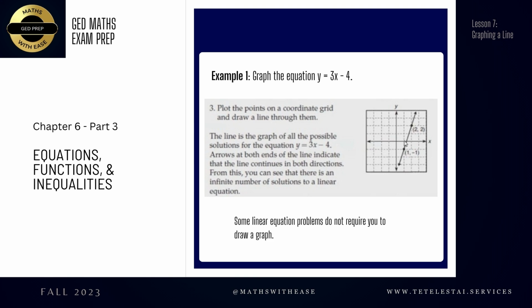Okay. This line is the graph of all the possible solutions for the equation y equals 3x minus 4. The arrows on the ends of the line indicate that the line continues in both directions into infinity. From this, you can see that there is an infinite number of solutions to a linear equation, right? As long as we pick any point on this line going on into infinity, those 2 points will be the solution for this equation, okay?